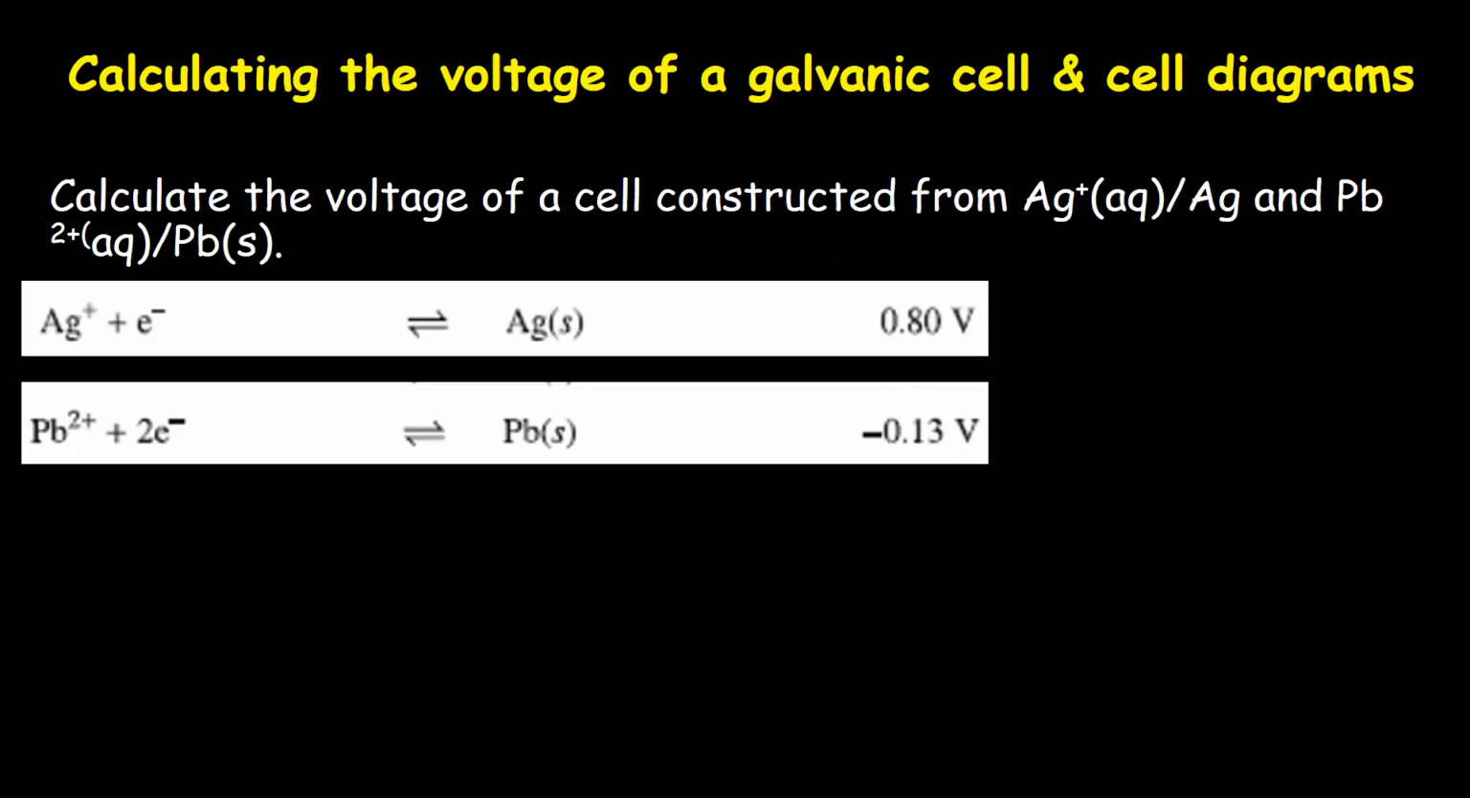If I write the half equation, because Pb is losing electrons, I need to write it as Pb(s) becomes Pb2+(aq) plus 2 electrons. And as Ag+ likes to gain electrons, I write it this way: Ag+ plus electron gives me Ag.